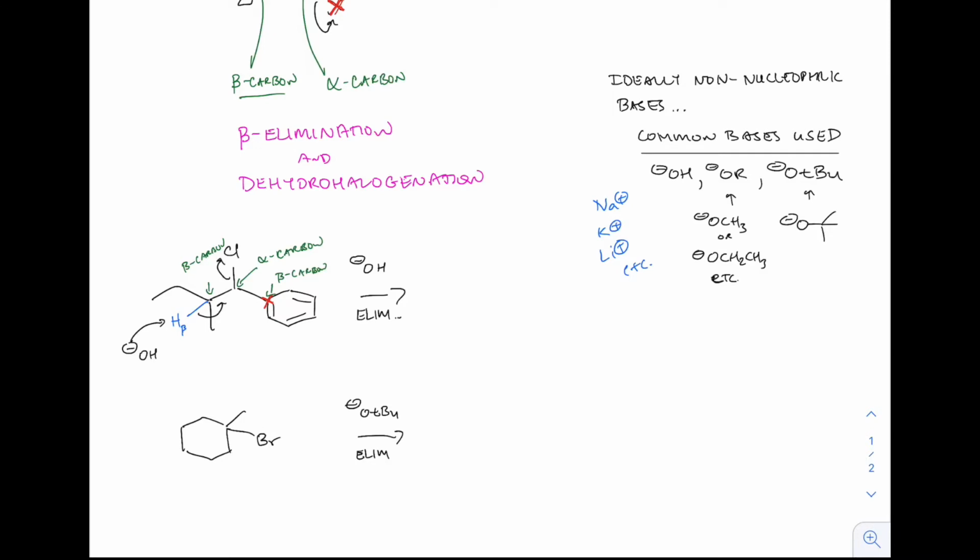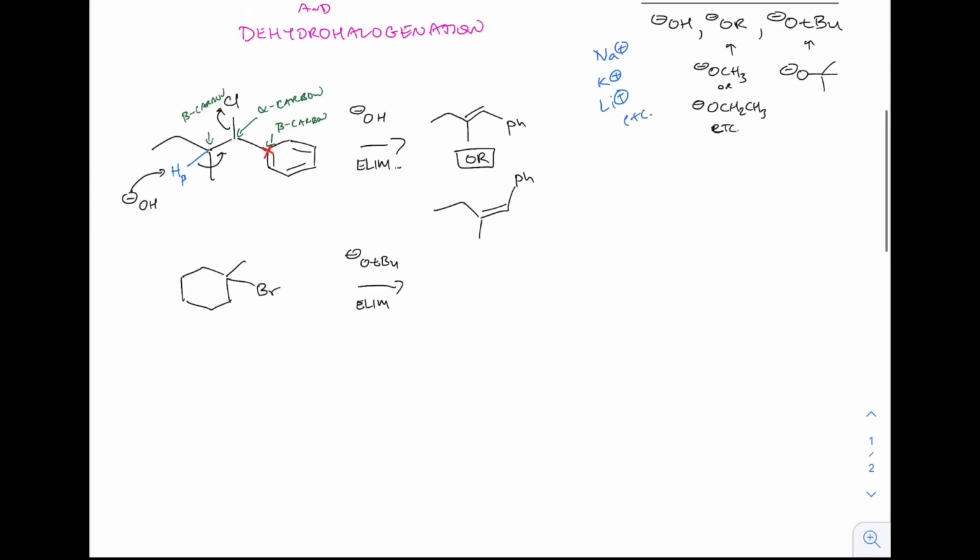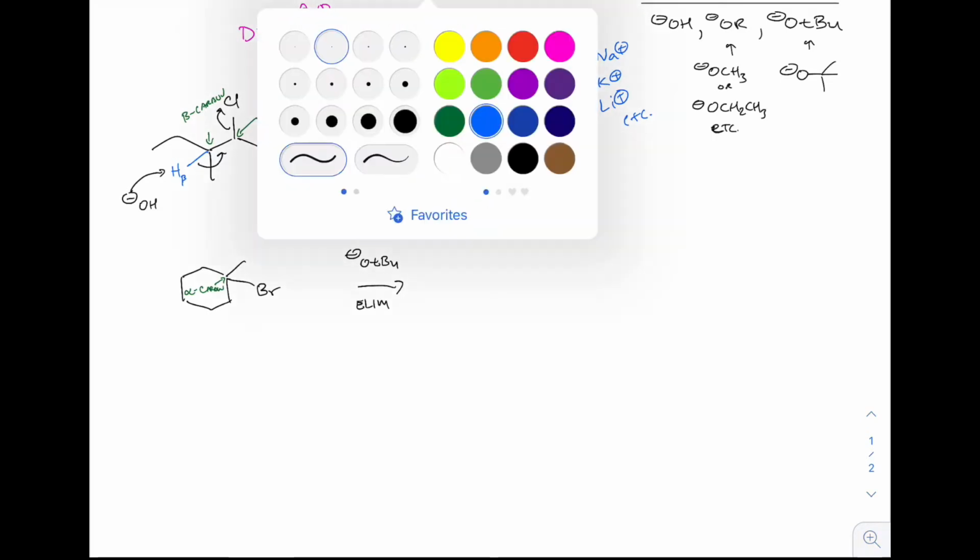So base comes in, removes that beta hydrogen, creates that pi bond, and kicks out that leaving group as a chloride. So we end up with an alkene, right? That's that one. Sorry. Or we can get this alkene. Notice they are different stereoisomers as well as diastereomers, because they're non-superimposable mirror images. But we'll get into the stereochemistry of these things later.